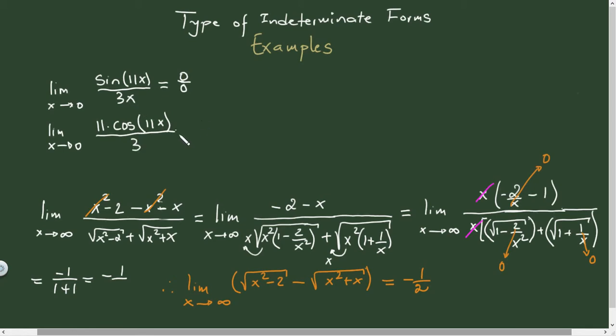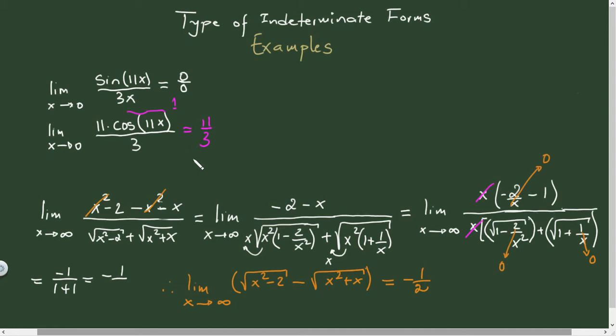Now what if we apply 0 in it? If you put 0 in there, the cosine of 0 is 1, so this is going to go to 1. So our final result will be 11/3.